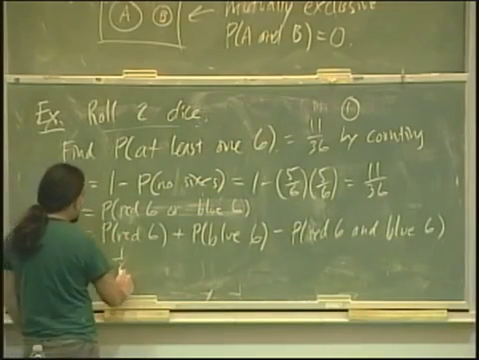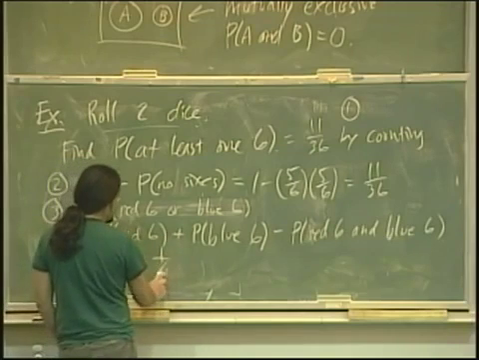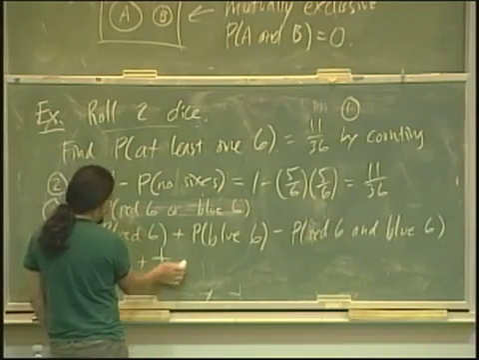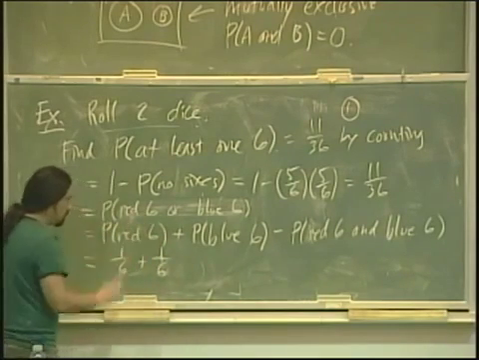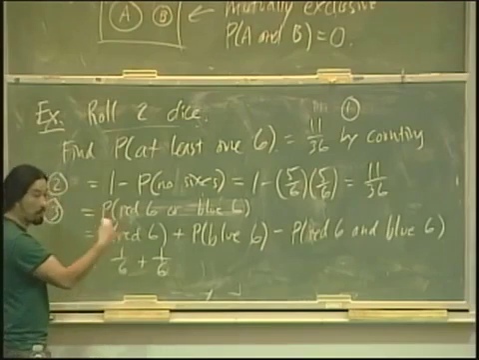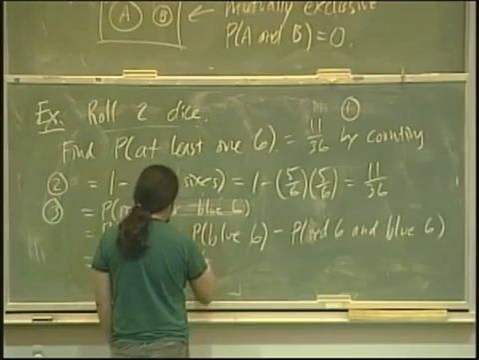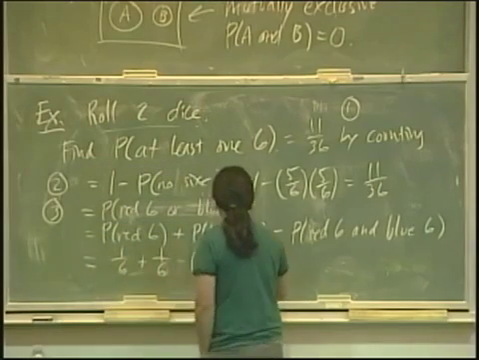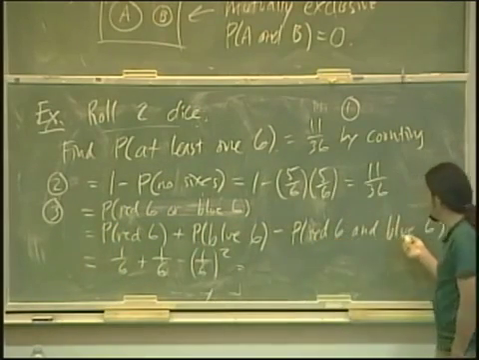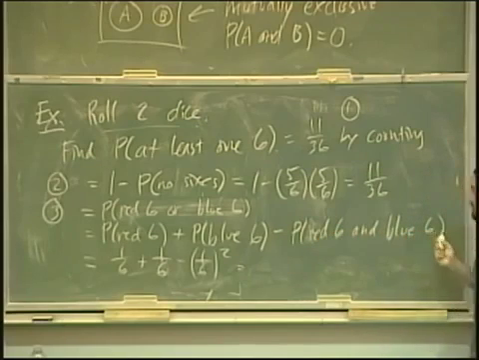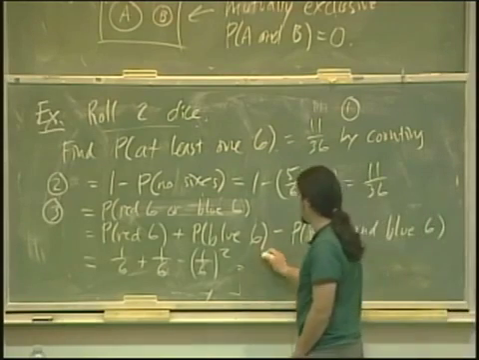Red 6, 1/6. Blue 6, 1/6. Okay? We can't stop there because they're not mutually exclusive. Red 6 and blue 6 is 1 out of 36, or 1/6 squared. Okay, so they are independent, so I can just multiply 1/6 times 1/6. So that again comes out to be 11 out of 36.